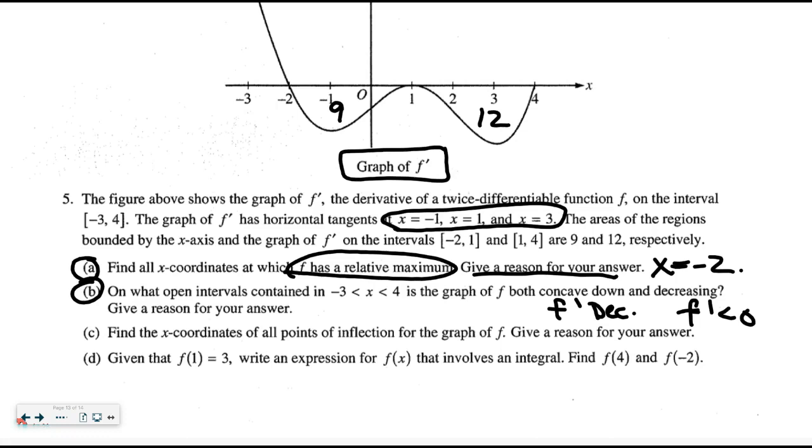No. I have a whole bunch of Calc kids in here right now, but I'm almost done. Okay, bye. Okay, so where was I?